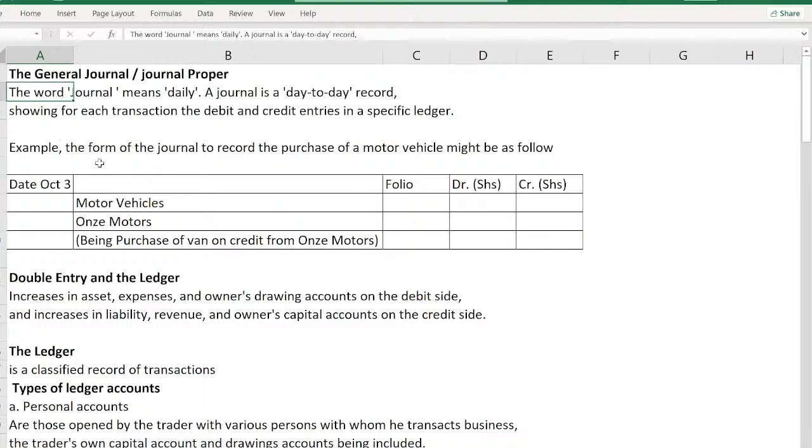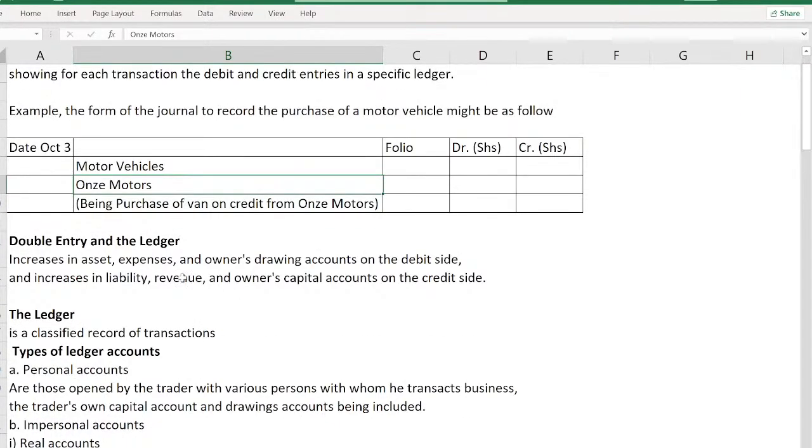Like here, the form of a journal to record a purchase of a motor vehicle. It should look like this. So you have a motor vehicle, debit, and credit Owens Motors. For our narration, we can talk about the purchase of van on credit from Owens Motors. So that is our general journal. So we have to indicate it on a daily basis.